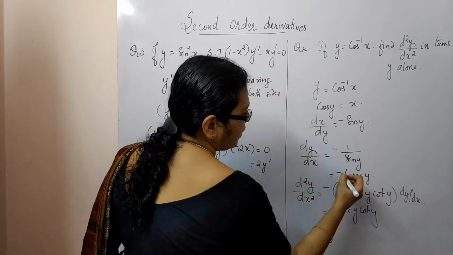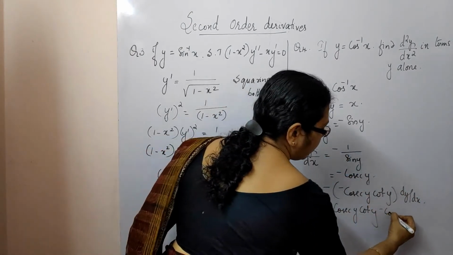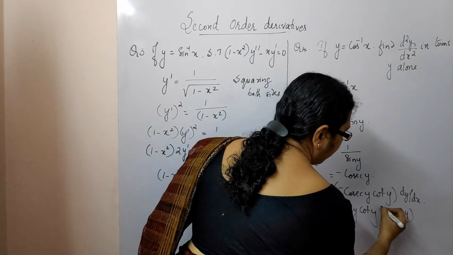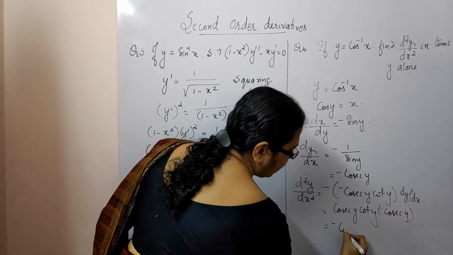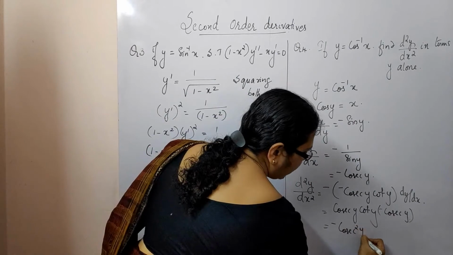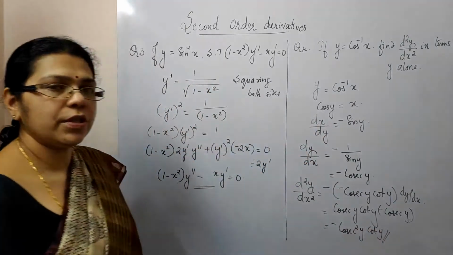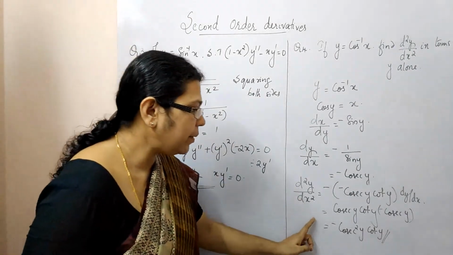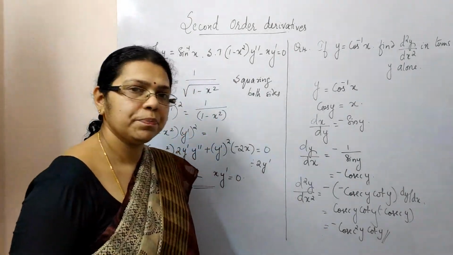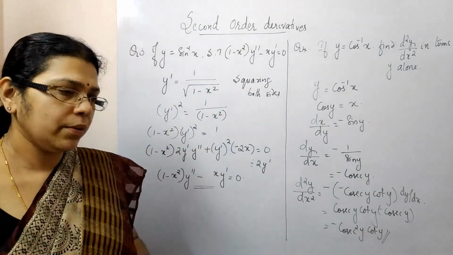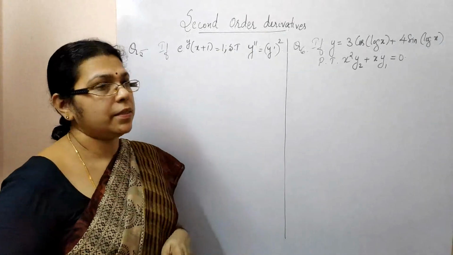What is dy by dx? Minus of cosec y. So, what do I get? Minus of cosec square y cot y. Am I clear? Minus of cosec square y cot y. Did I get dy by dx in terms of y alone? Understood? Okay. Now, let's see the next question.